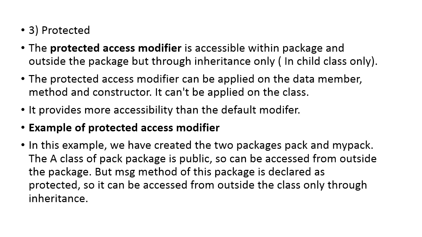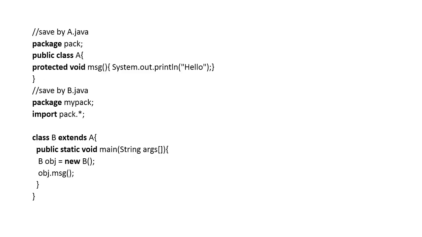So in that example, I have created two packages, pack and mypack. The A class of the pack package is public, so it can be accessed from outside the package, but the message method of this class is declared as protected, meaning it can be accessed from outside the package, but only within the child class. So here in the package pack I will declare a public class A and the protected method message.